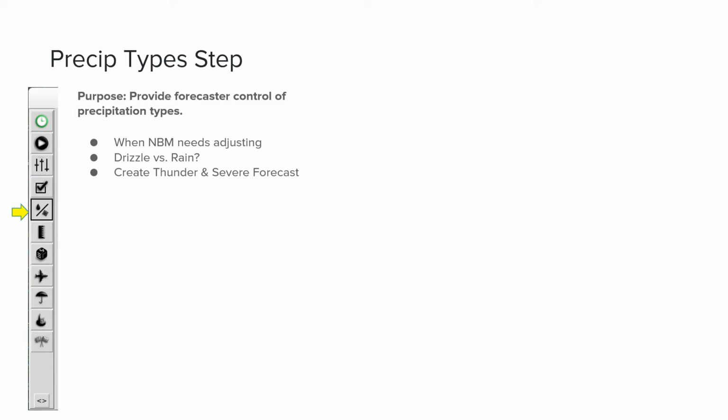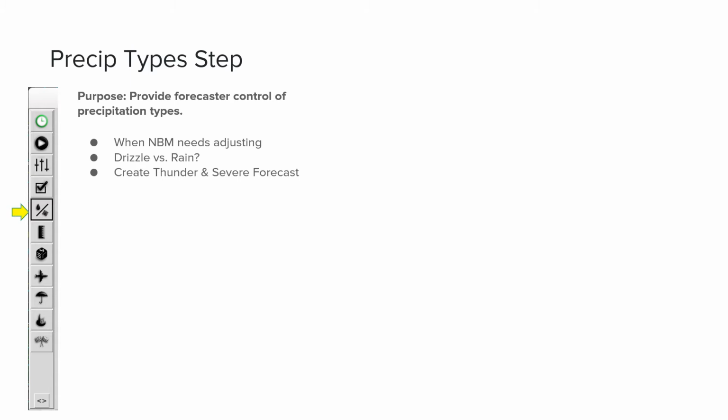During the warm season, you'll mainly use this step to control thunder, severe mention, and drizzle, since your dominant precipitation type will always be liquid rain. This step will become even more important during winter weather when you use it to control the type of precipitation forecast, especially since NBM may not always forecast the correct weather types. More on this in the winter module.